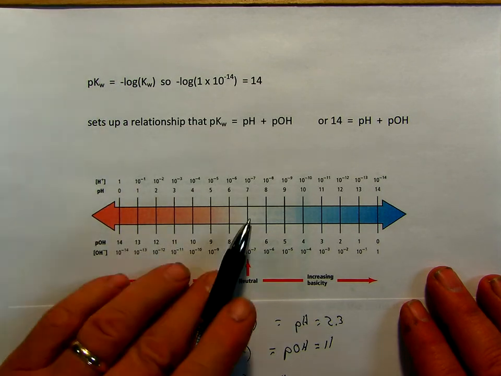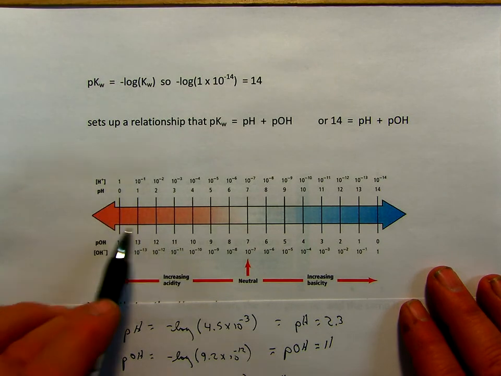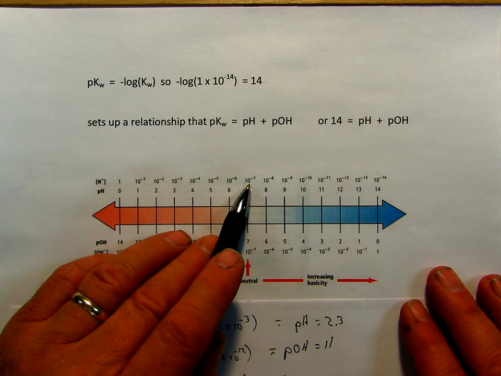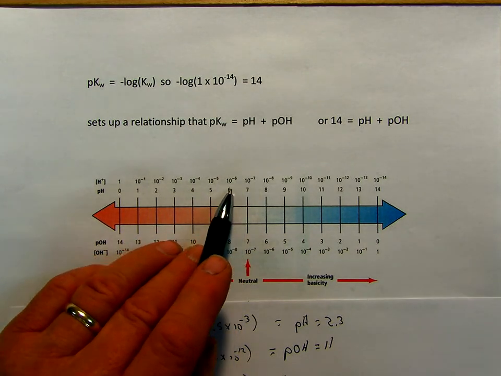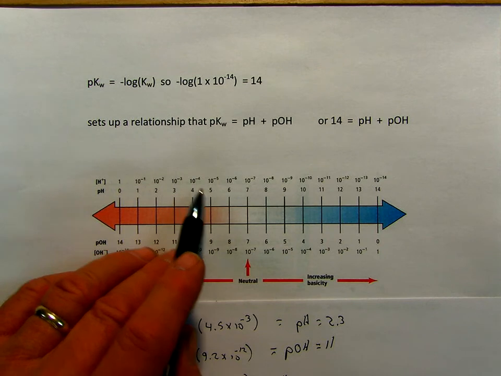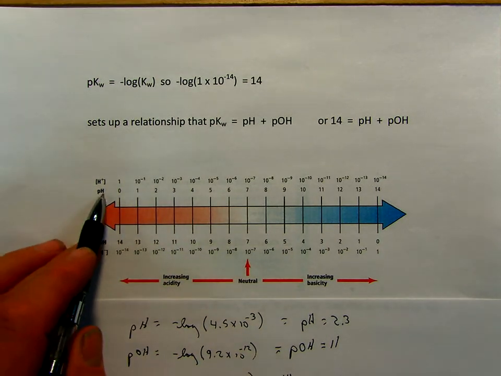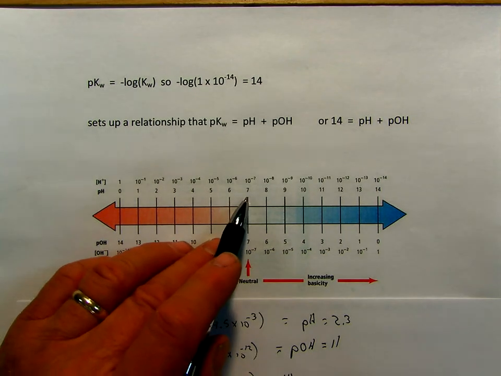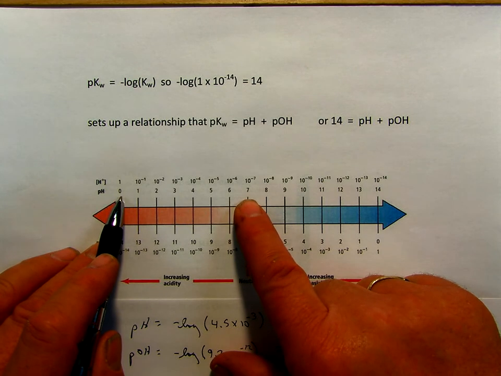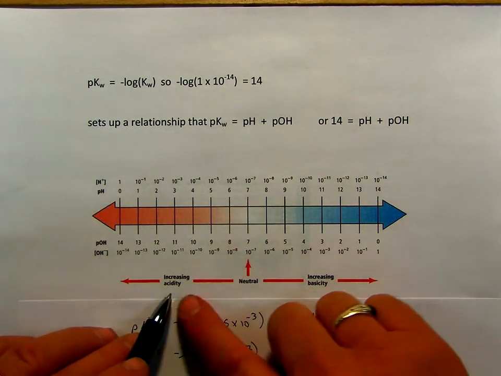Now, I need to talk to you about concentration and how this chart works really quick. If I increase the concentration of hydrogen ion, 10 to the minus 7 is 1 over 10 million. 10 to the minus 6 is 1 over a million, then 1 over 100,000, 1 over 10,000, 1 over 1,000. Can you see that we're getting more concentrated in the hydrogen ion? So the pH ranges from 0 to 14. Water's neutral at 7. Anything with a pH lower than 7 is an acid. You can see that down here.